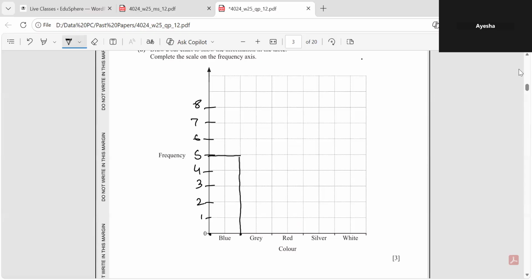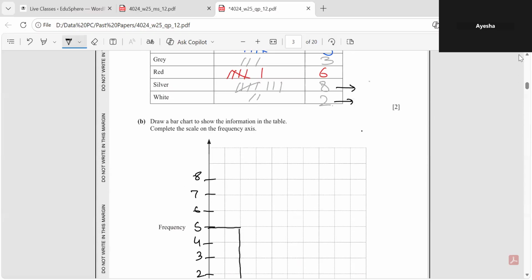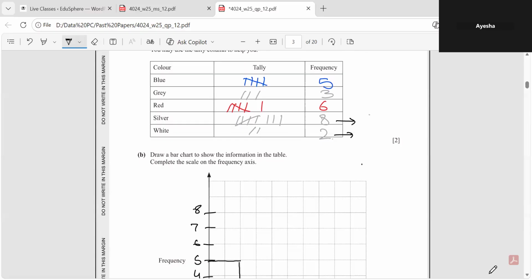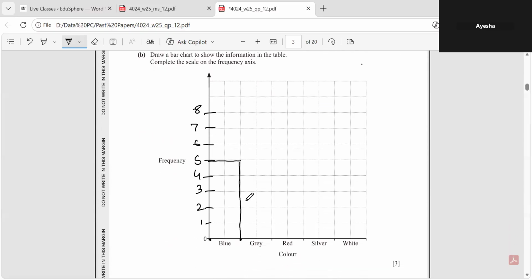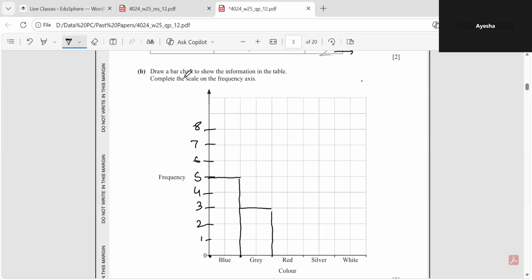The next bar, for gray, is 3. So the bar will go till 3. Although they have already mentioned that we have to make a bar chart, the bars are made just like a histogram. Okay, now the red color is 6. So till 6 we have to move on, and we are making a bar for the red color.